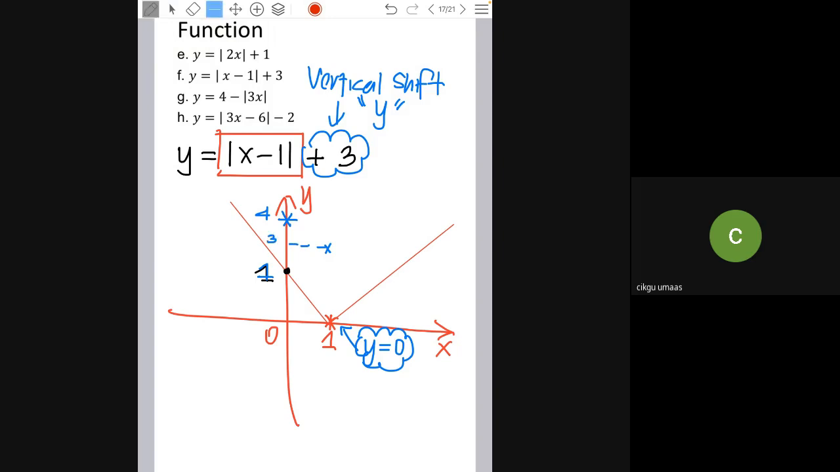So your graph would be something like this. Can you understand me? It will move up 3 steps. 0 moves up to 3, 1 moves up 3 will go to 4. That's all. This is what we call the vertical shift part. Any problem, Mingyu? Okay, good. Okay, now I go to the next one.